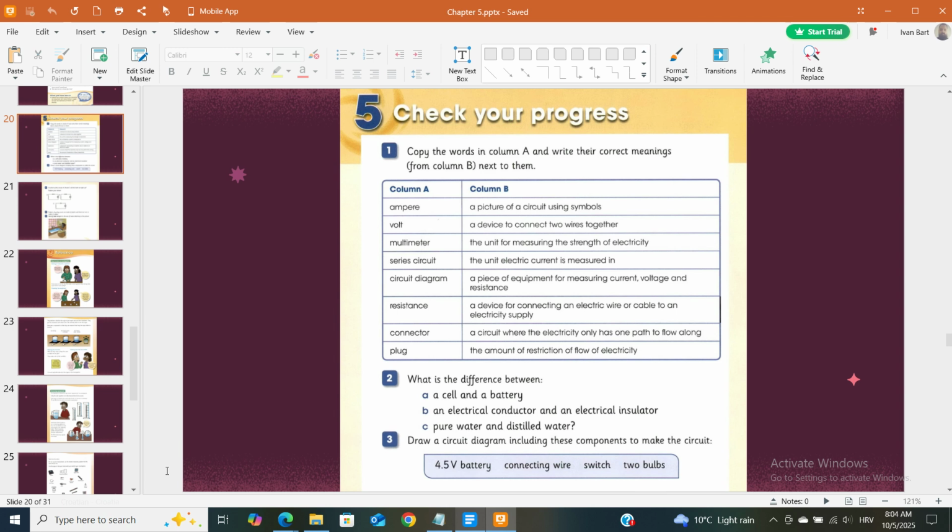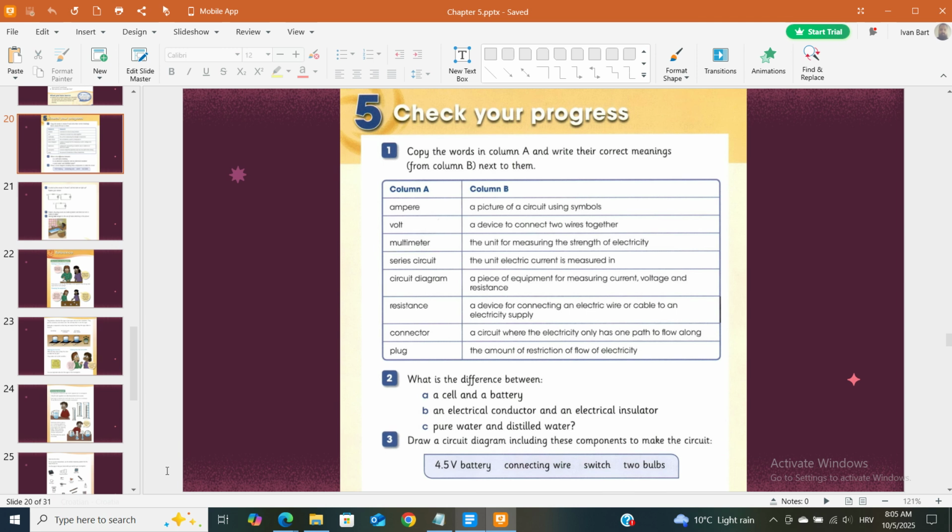2. What is the difference between a cell and a battery? 3. B. An electrical conductor and an electrical insulator. C. Pure water and distilled water. Draw a circuit diagram including these components to make the circuit: 4.5 volts battery, connecting wire, switch, 2 bulbs.